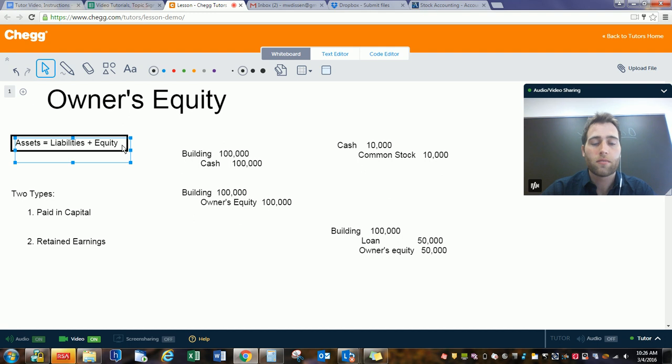To recap, there's two different ways to get equity: paid in capital and retained earnings. And then equity can be considered anything that a company owns but doesn't owe back to anyone.